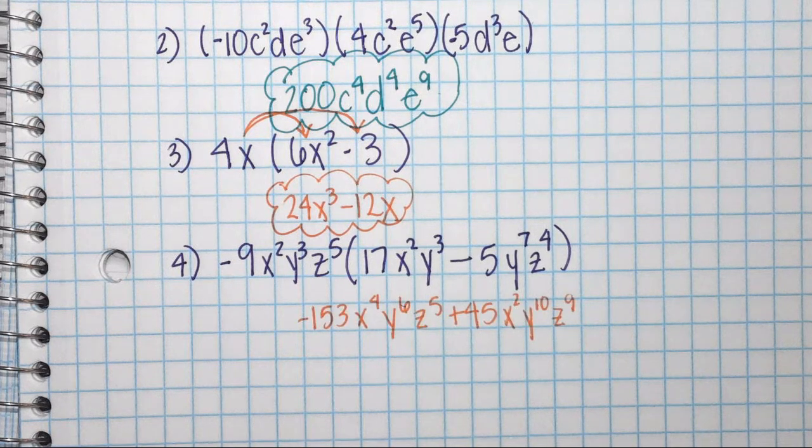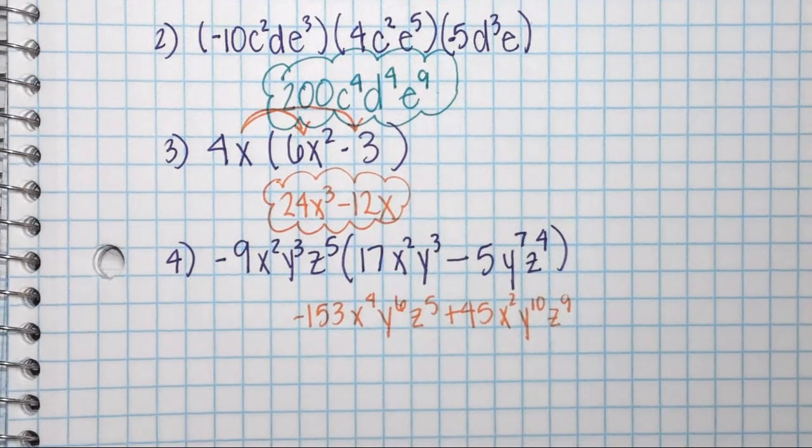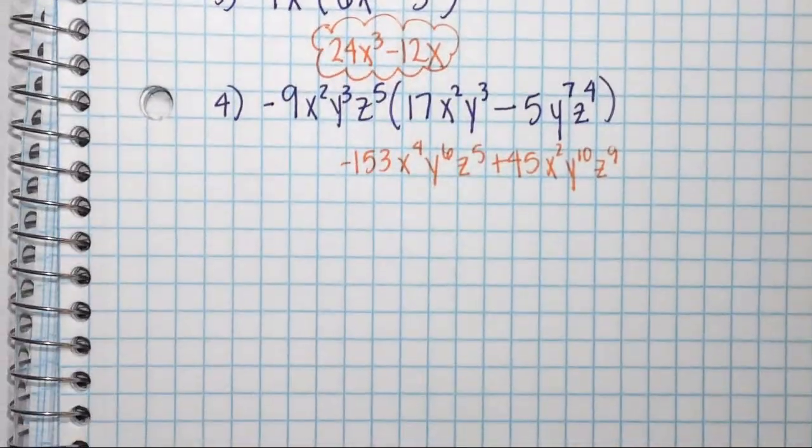And that's what I got. How'd we do? Are we sure? Are we ready for a monomial times a trinomial? Let's do a monomial times a trinomial, and then we're going to move on to FOIL.